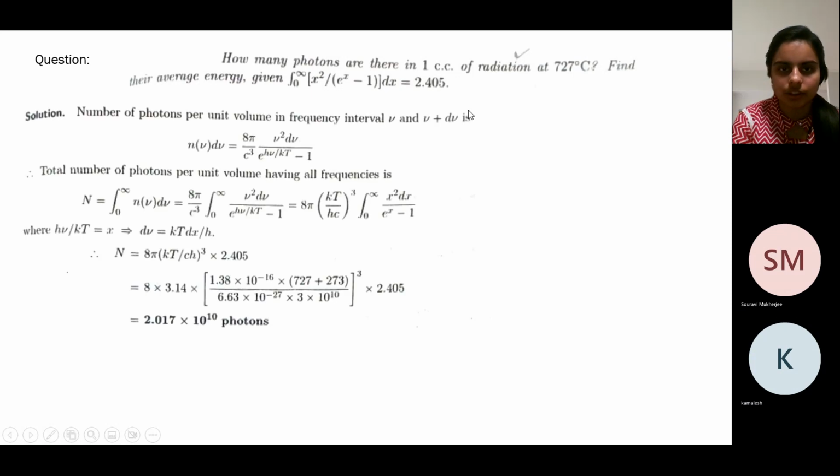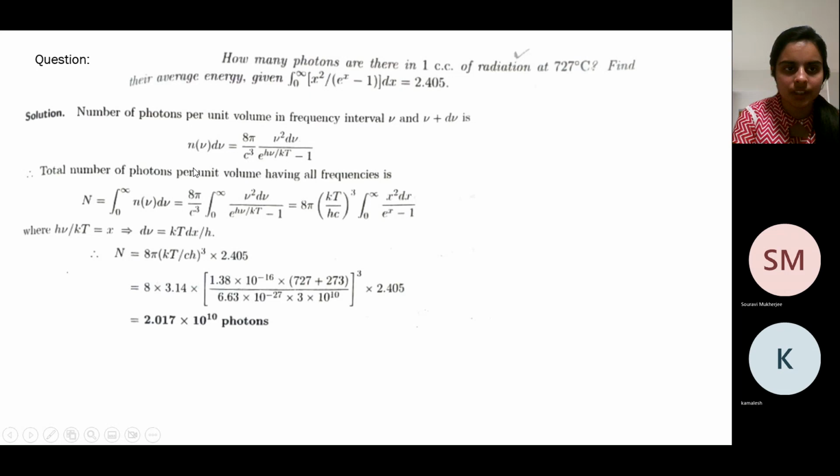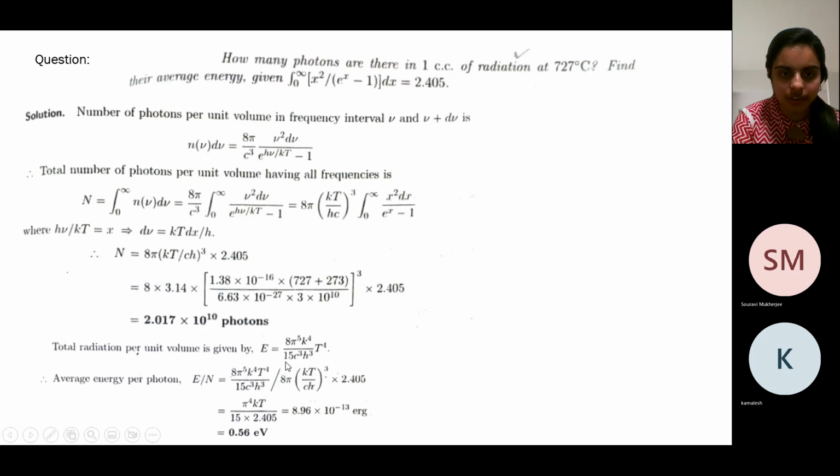at some particular temperature. So the number of photons per unit volume in the frequency interval nu to nu plus d nu is given by this expression here. Then, with this density of states, you can integrate over all values of frequency, and that gives you the total number of photons per unit volume. This is the number of photons, and this is the formula for total radiation.